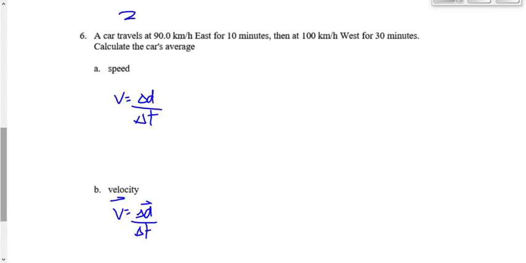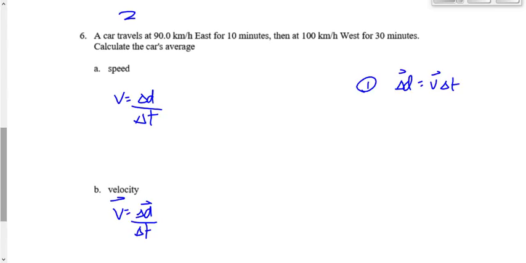There are 2 intervals here, 2 things happening here. Okay, we're going at 90 for 10 minutes, and then we're going at 100 for 30 minutes. I'm going to say d is equal to v times t. Remember, that's the rearranged form. V equals delta d over delta t. I can rearrange it, get d is equal to v times t.